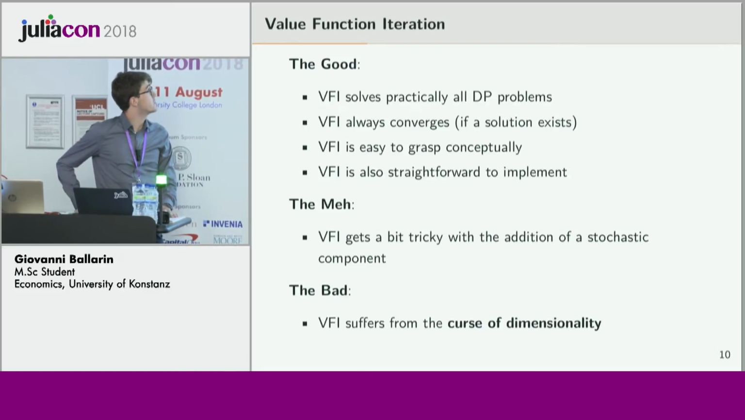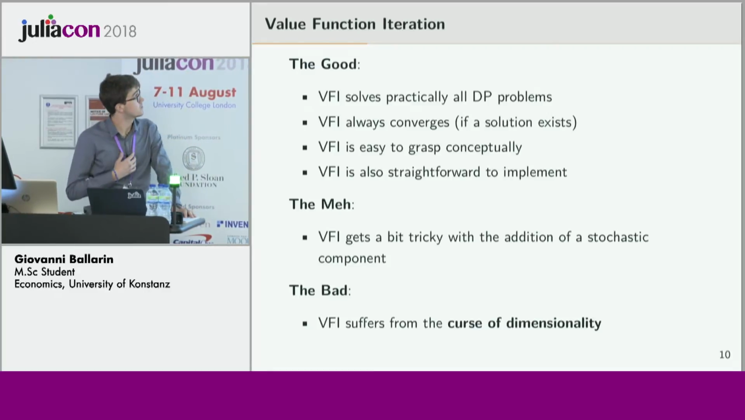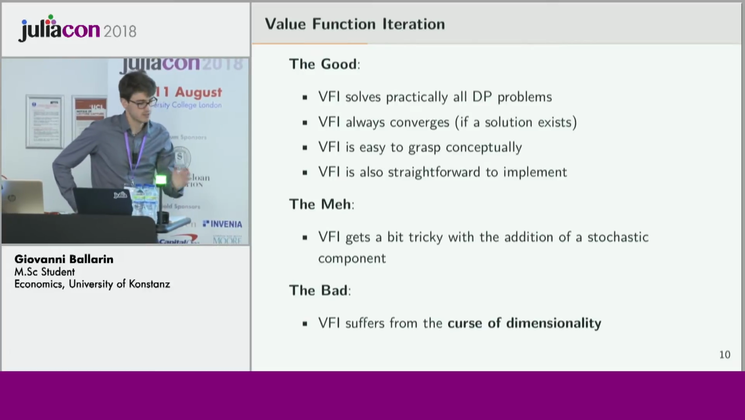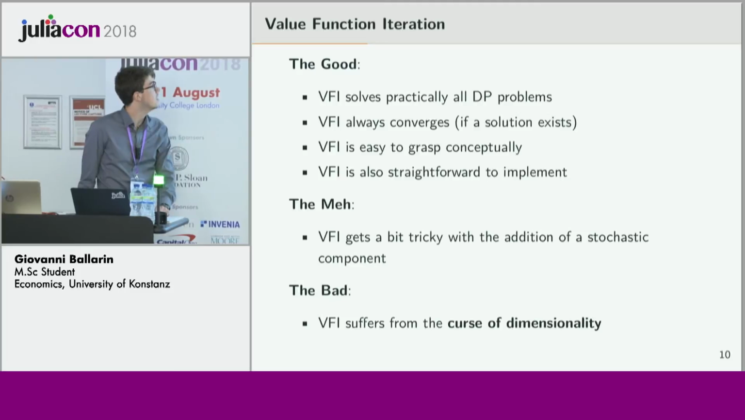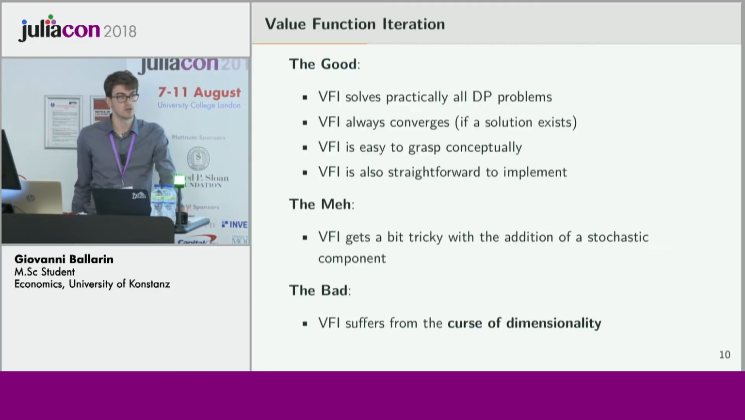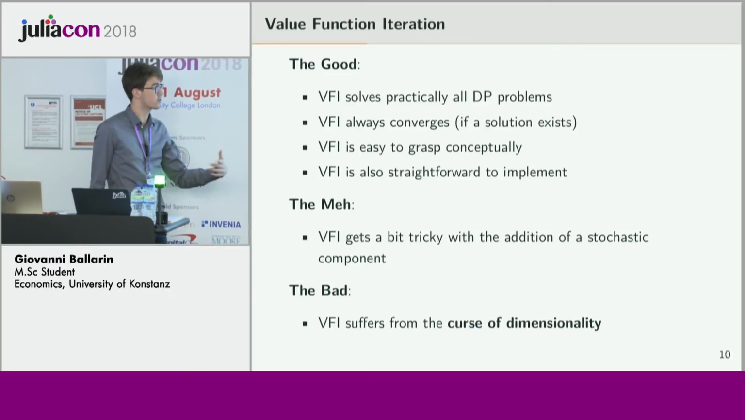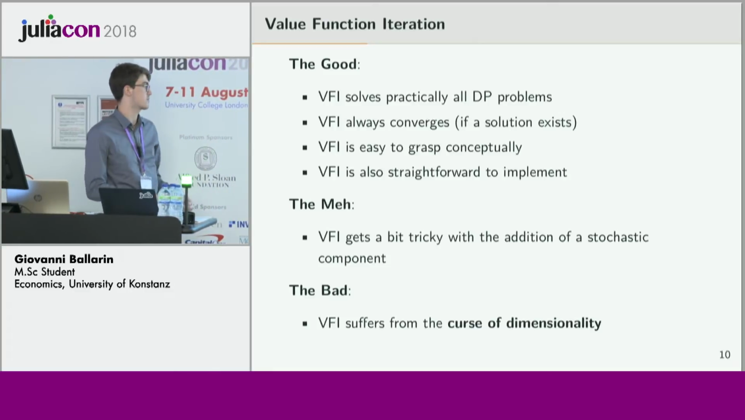So the good is that VFI practically solves all the problems, at least for me. It always converges if a solution exists in the standard framework that we will consider. It's easy to grasp and straightforward to implement, which are all good things. If you add a stochastic component, at least to the models that I consider, it gets a bit iffy, because you need to increase the number of value functions that you're considering, and depending on how many state variables, this increases the complexity of the problem a bit.